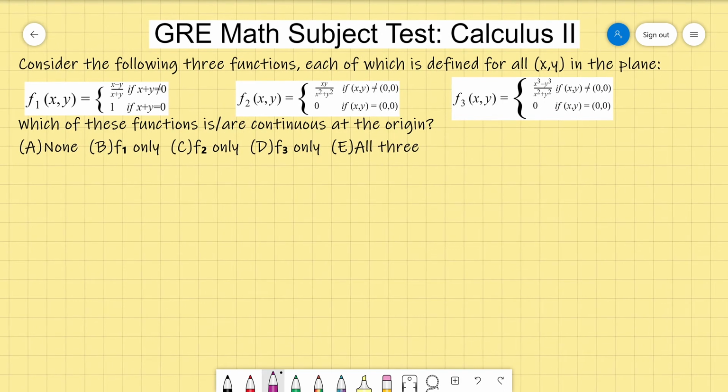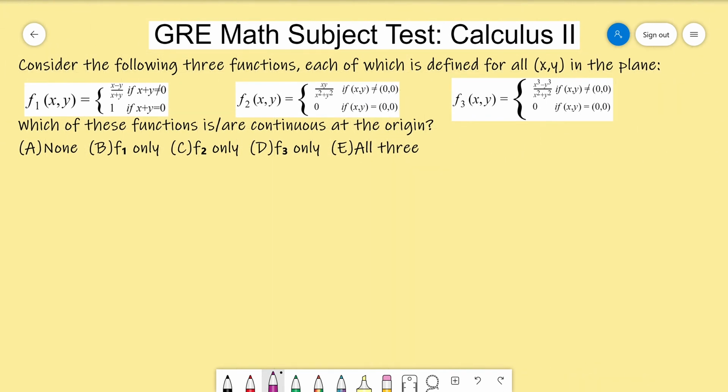So, in this question, we are given three piecewise defined functions, f1, f2, and f3, and we're asked which of these functions is or are continuous at the origin. Remember, continuous means that the limit is equal to the value of the function at the origin. So, the thing with functions that are defined on more than one variable is that no matter how you approach the origin, when you take the limit, you have to get the same value.